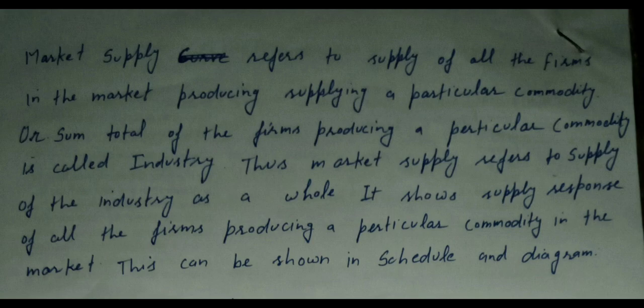Thus market supply refers to the supply of an industry as a whole. It shows the supply response of all the firms producing a particular commodity in the market. This can be shown in a schedule and a diagram.